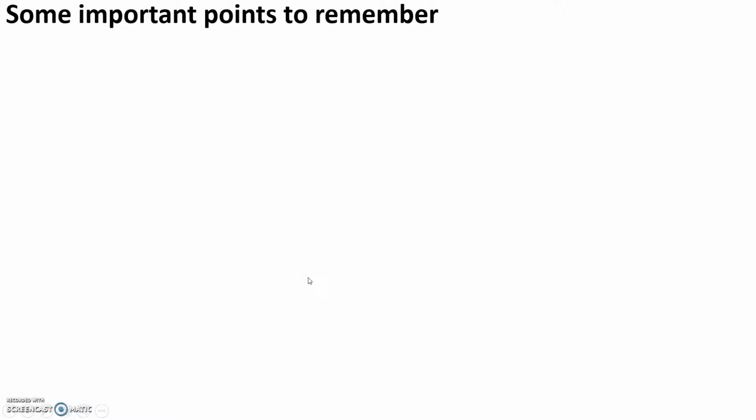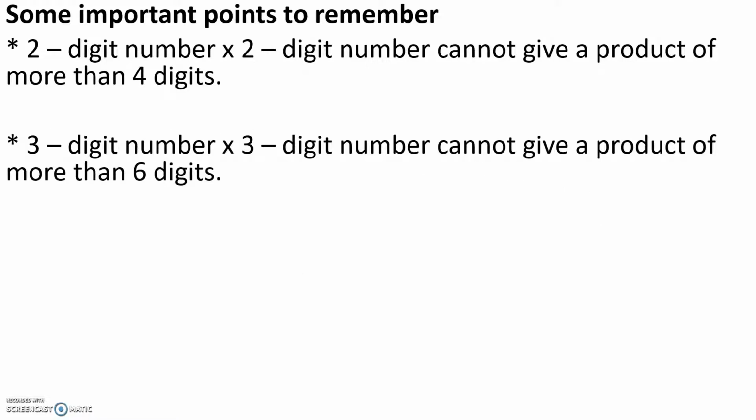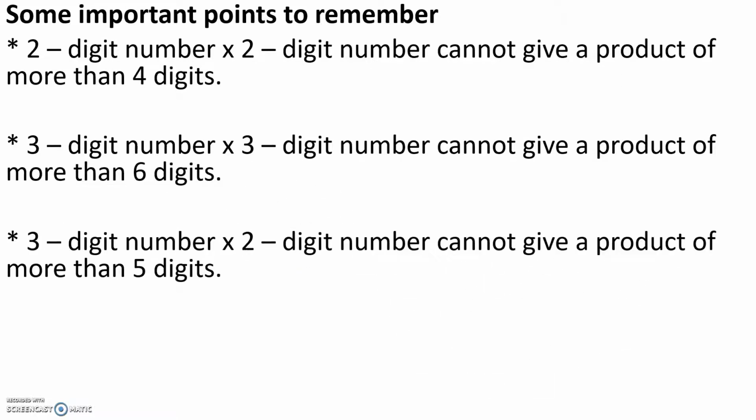Some important points to remember. 2-digit number into 2-digit number cannot give a product of more than 4 digits. 3-digit number into 3-digit number cannot give a product of more than 6 digits. 3-digit number into 2-digit number cannot give a product of more than 5 digits.